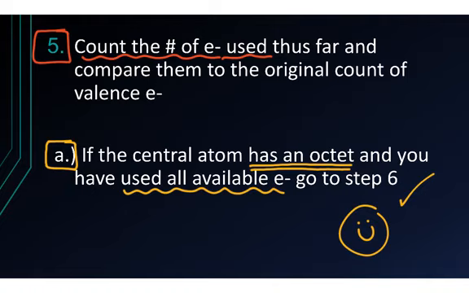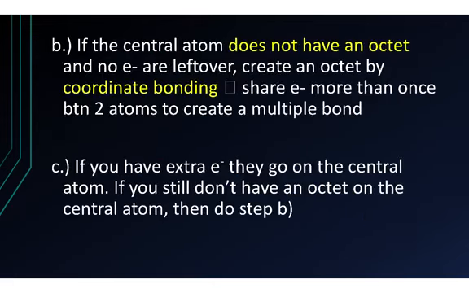So remember, an octet is 8 electrons on your central atom. That can be a combination of electron pairs and bonding pairs, but it has to be 8 electrons. And again, you've used up all of your available electrons. All right, that doesn't always happen though. Let's have a look at what else could happen after you do your count. So let's look at scenario B.